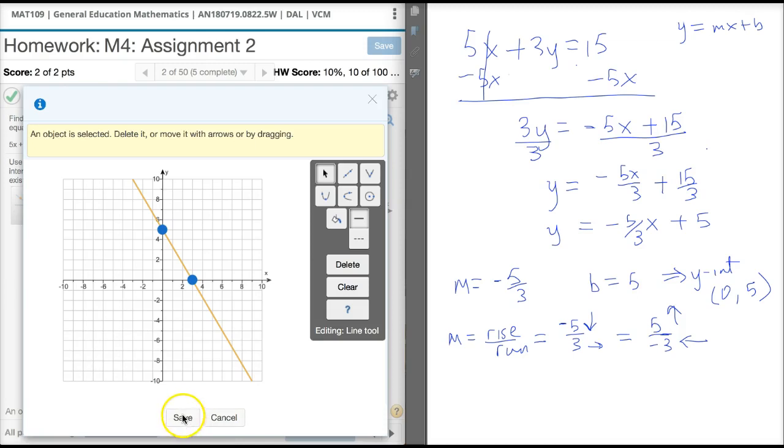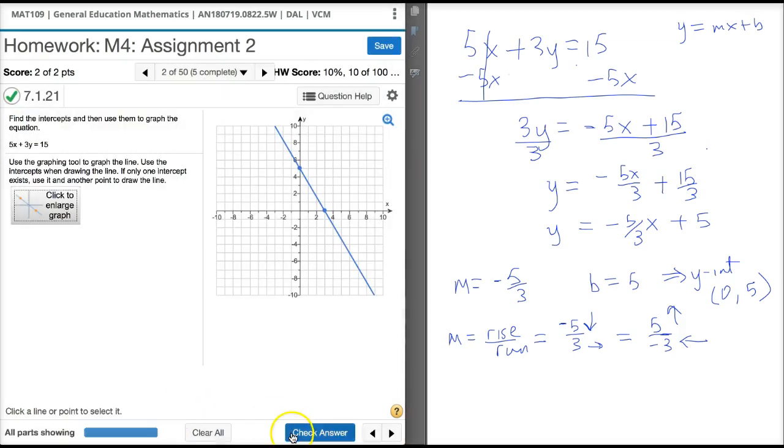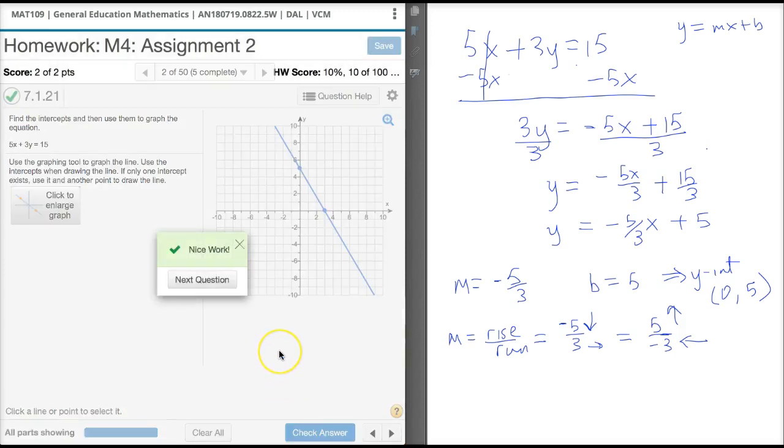All right, so my point here is that if we wanted to use this way, we could start with the Y-intercept, which is at 0, 5, go down 5 units and then over 3, and we find another point, and that point just so happens to be an X-intercept, which is the one that we want. So we click, check answer, and you see that everything's good. All right, so we're going to go ahead and move on to question number 3 now.